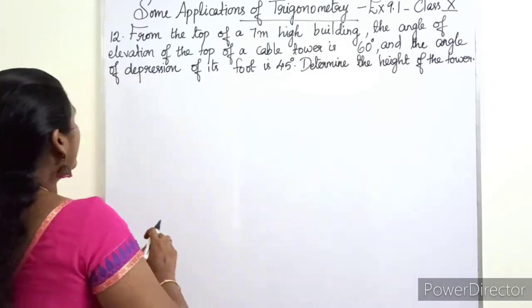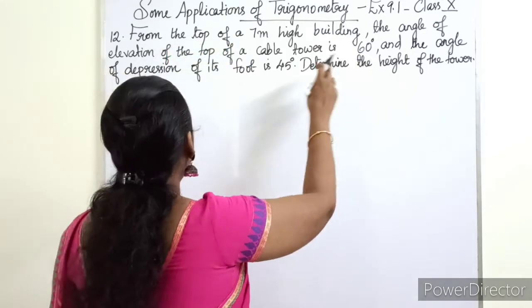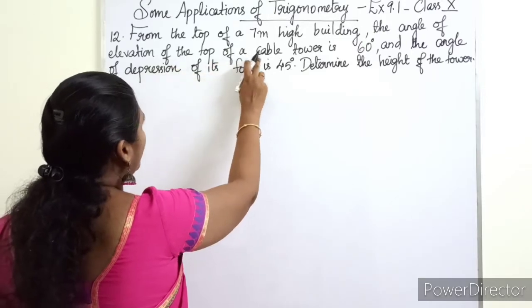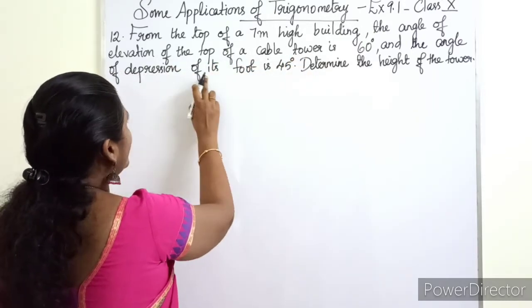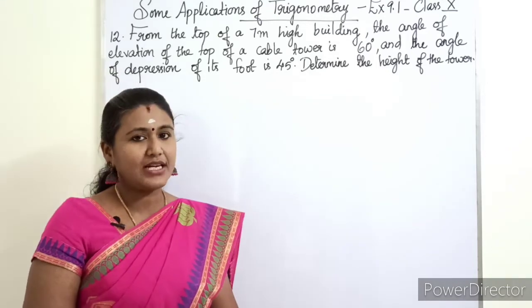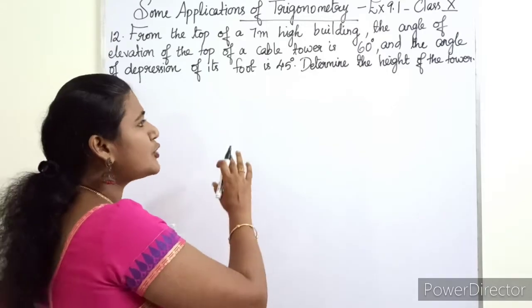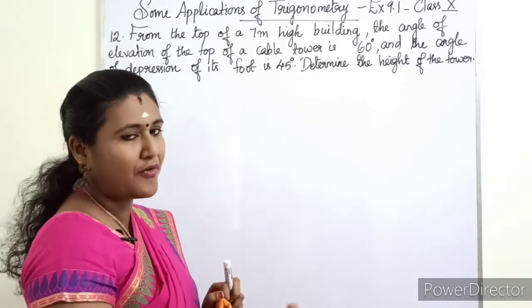So question number 12: from the top of a 7-meter high building, the angle of elevation of the top of a cable tower is 60 degrees and the angle of depression of its foot is 45 degrees. Determine the height of the tower. So first we have to draw the diagram. We have to convert the question into the form of a diagram.